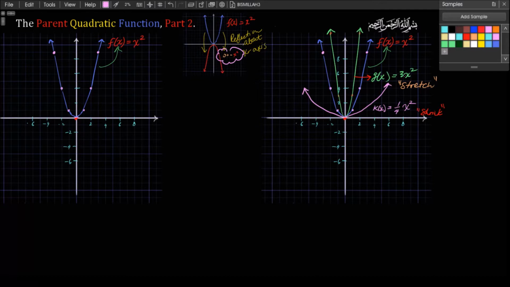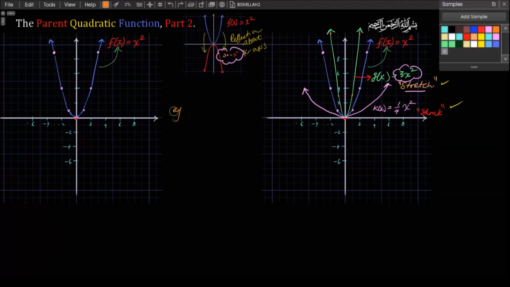The graph of g of x equals 3x squared was like a skinnier graph or went up faster, and that's called a stretch of the graph, like a vertical stretch of the graph. And the graph of k of x over here, which is 1/4 of x squared, is a chubbier graph because it goes up slower, and that's called a shrink. And finally, we had examined the following function, y equals x squared plus 3.